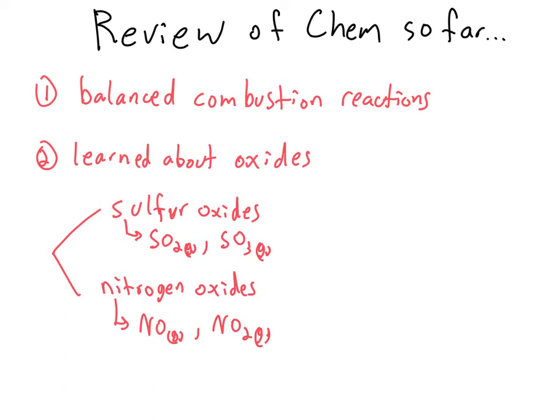First of all, we learned how to balance chemical reactions. I just want to remind you to maybe try out page 164, number 5, and that will give you some review on how to balance those chemical or combustion reactions. Remember that you balance them in order of C's, your carbons first, then your hydrogens, and then your oxygens. The second thing we learned about was oxides, and we learned about sulfur oxides and nitrogen oxides.